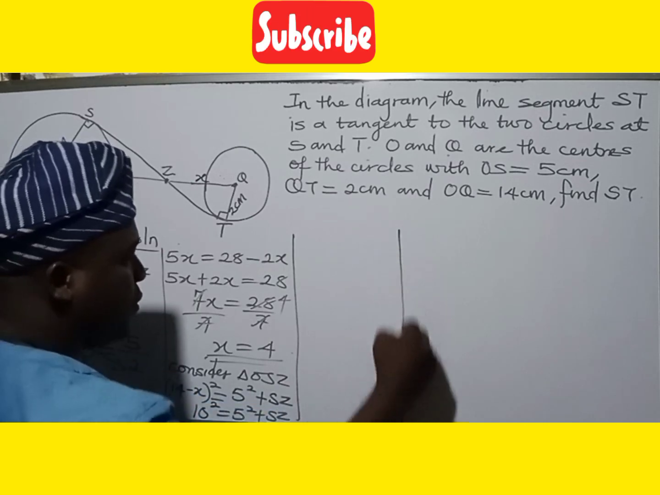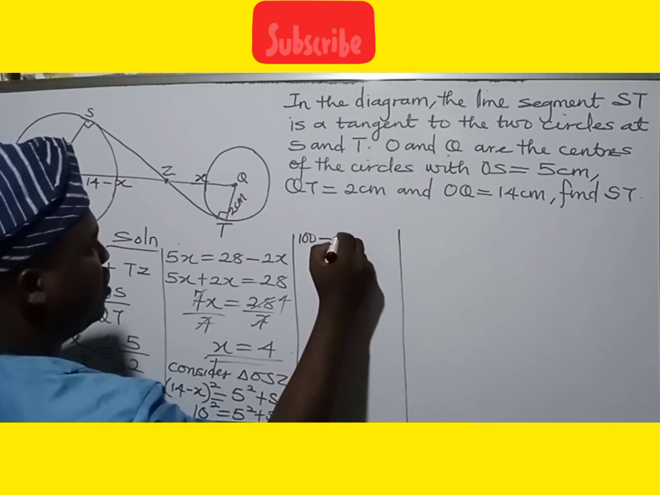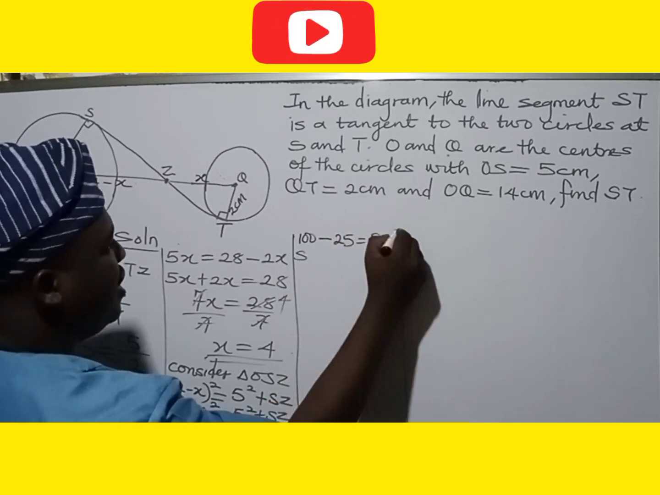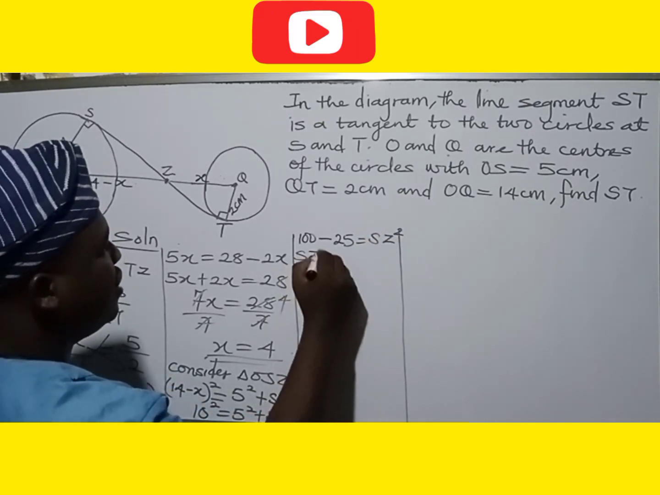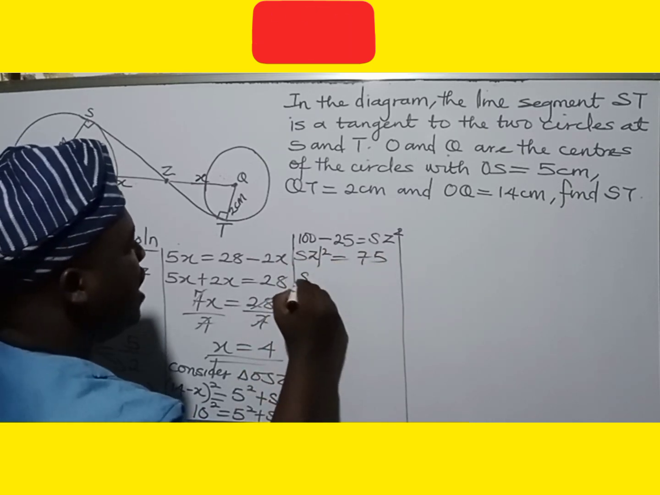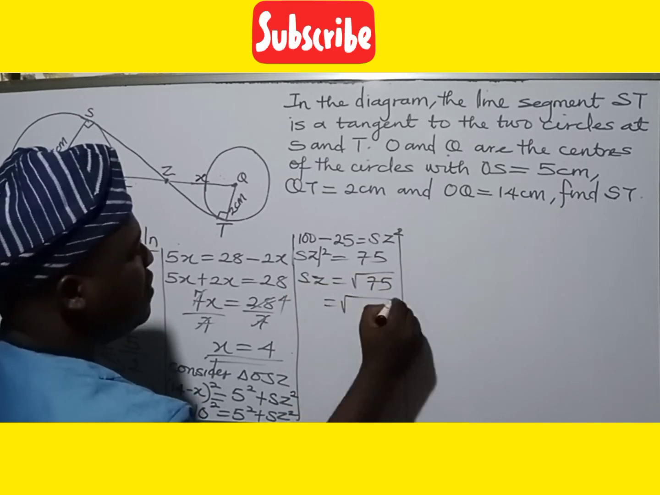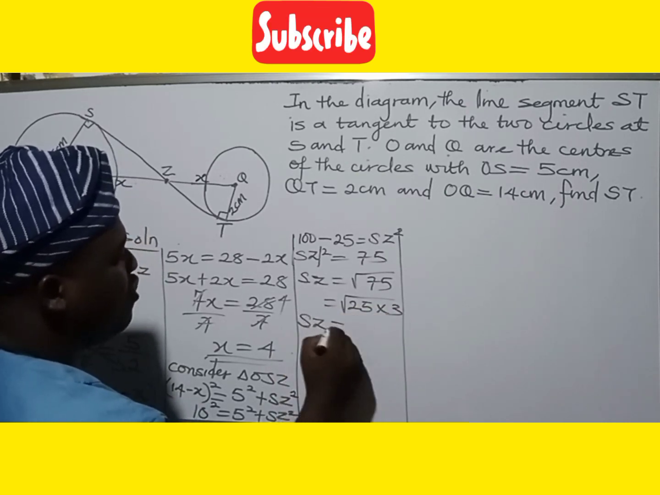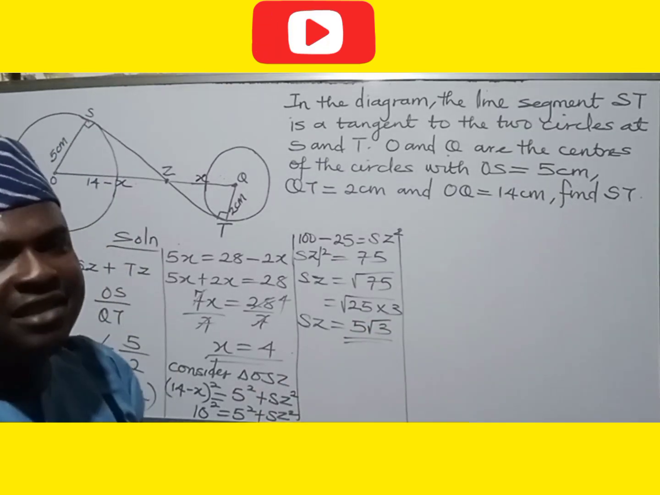From here, I can collect like terms. I have 100 minus 25 is equal to SZ squared. So I have SZ squared to be equal to 75. I need to find the square root of 75, and my 75 is 25 times 3. So my SZ will now be 5 root 3. We are done with SZ.